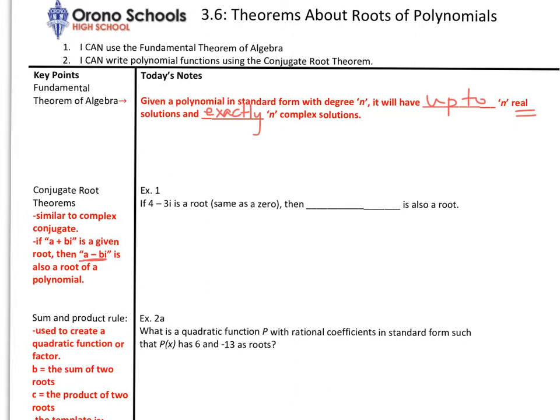The example on the right has a whole lot of space for really no work at all. It says if 4 minus 3i is a root, and remember a root is the same as a 0, then the conjugate is also a root. And remember the conjugate just changes the sign in between the a and the bi. We would then say 4 plus 3i is also a root. So instead of having just one, we now know that there would be two.